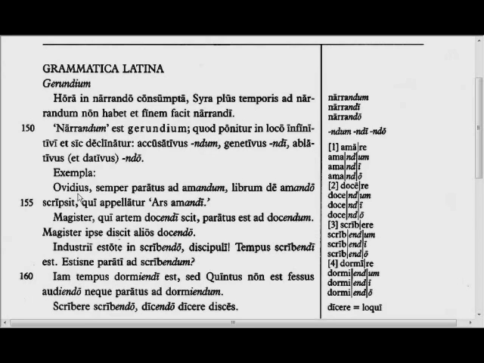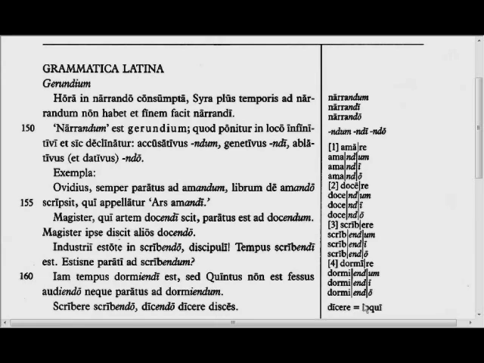Exempla: Ovidius semper paratus ad amandum librum de amando scripsit, qui appellatur Ars Amandi. Magister, qui artem docendi scit, paratus est ad docendum. Magister ipse discit alios docendo. Industrii estote in scribendo, discipuli, tempus scribendi est. Estisne parati ad scribendum? Iam tempus dormiendi est, sed Quintus non est fessus audiendo, neque paratus ad dormiendum. Scribendo scribere, dicendo dicere disces.